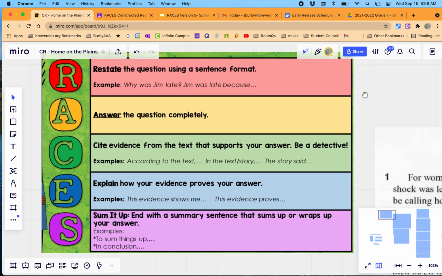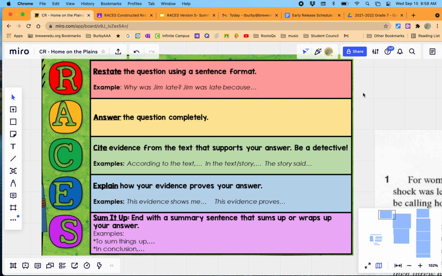The R stands for restating the question using a sentence format. So I will show you the example. The question might be, why was Jim late? And all you have to do is take that section, why was Jim late, and you want to reuse the words. So the first sentence of any answer will just be reusing the words that were in the original question or prompt. In this case, we would start it by saying, Jim was late because.